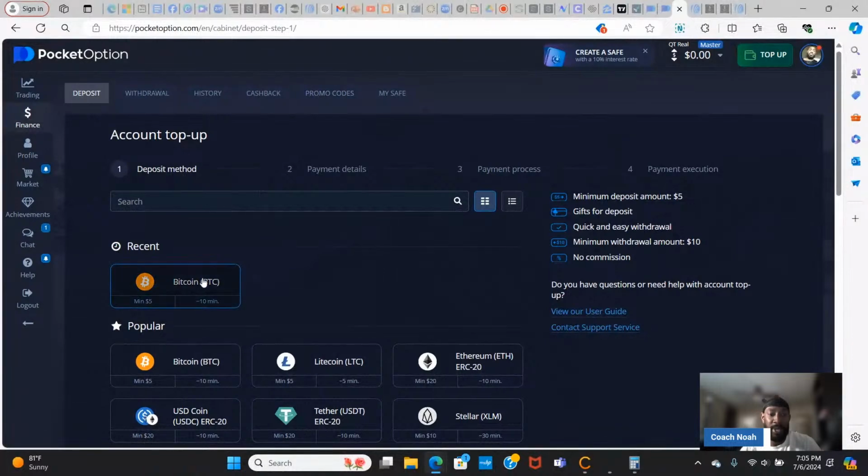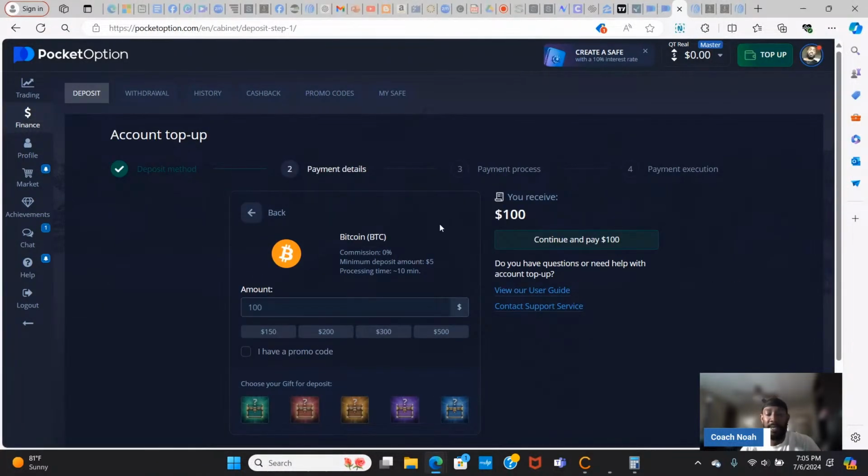Okay, choose Bitcoin because that's going to be the fastest. And if you don't know how to buy Bitcoin, you can go to Cash App and buy Bitcoin instantly. You can also use Trust Wallet, Crypto.com, right? There's a bunch of different sites out there where you can buy Bitcoin, right?